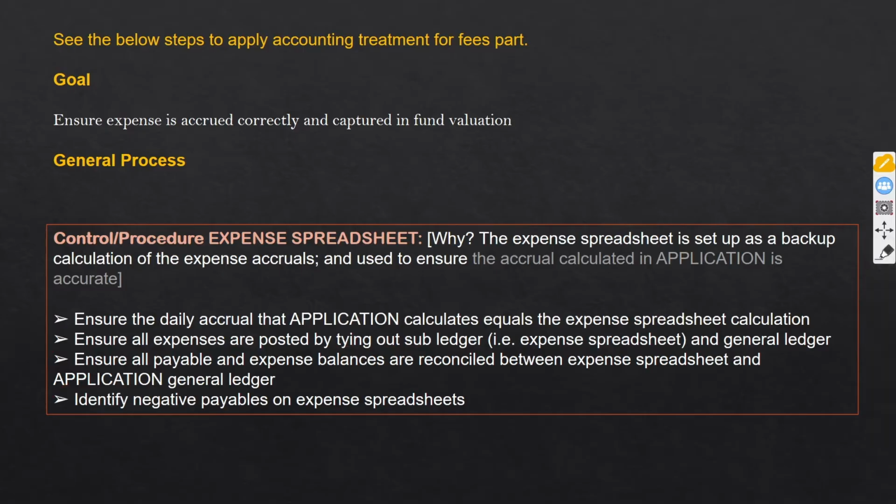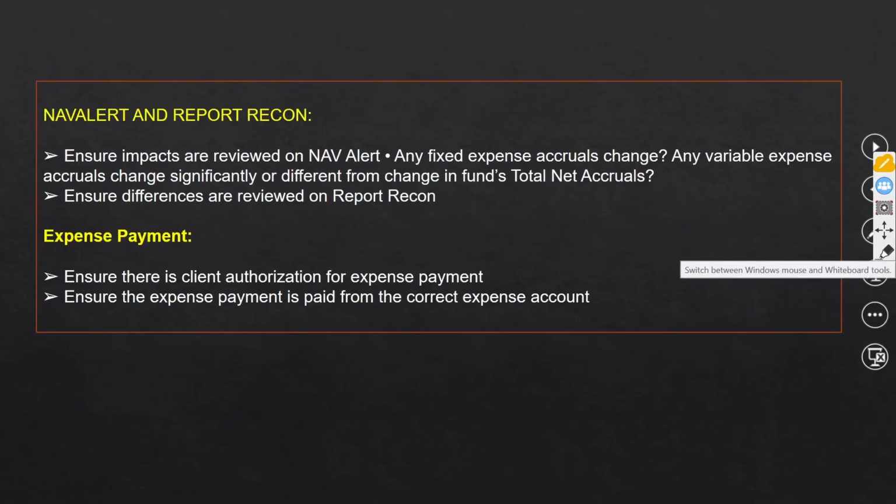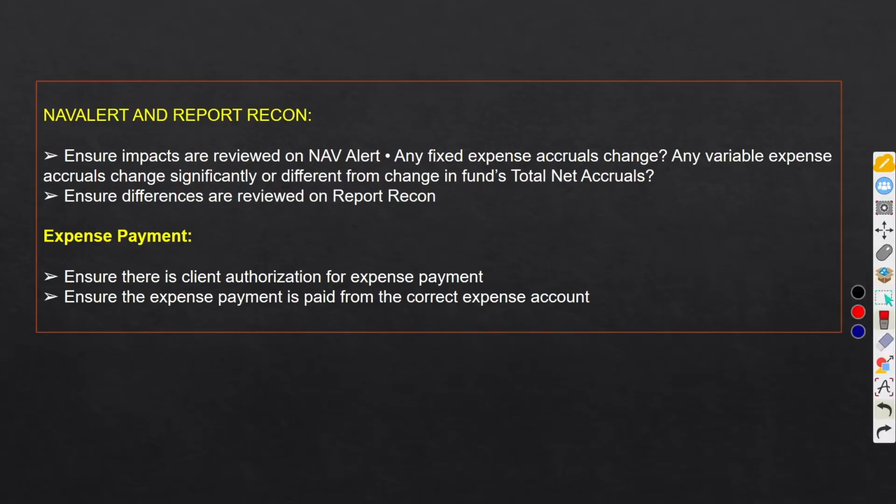All right. So next is NAV alerts. If you have any NAV alert as such, check. Ensure impacts are reviewed on the NAV alert. Any fixed expense accrual change, or if you see any variable expense accrual change significantly different from the change in funds, check that and resolve that as well. So ensure differences are reviewed on a report only. So all differences you can review and even process or update accurately.